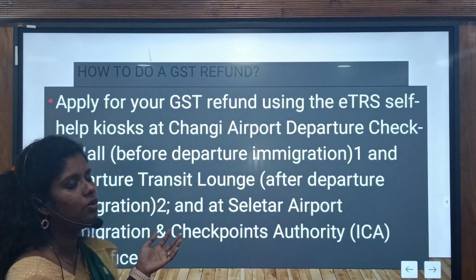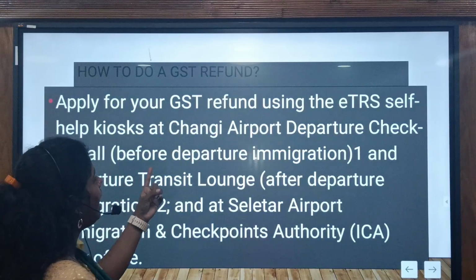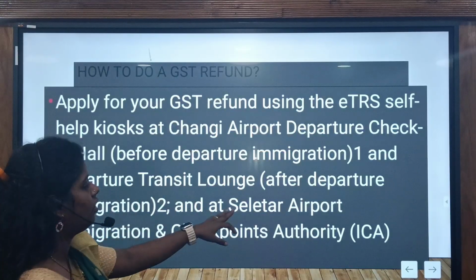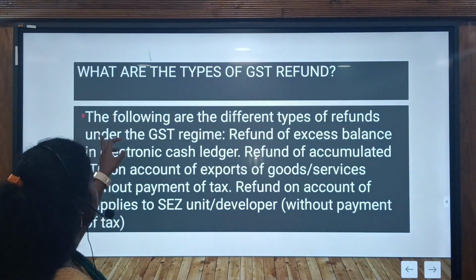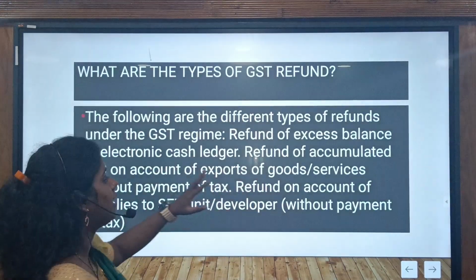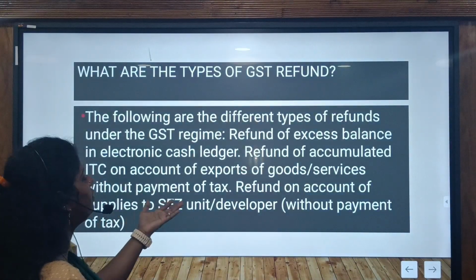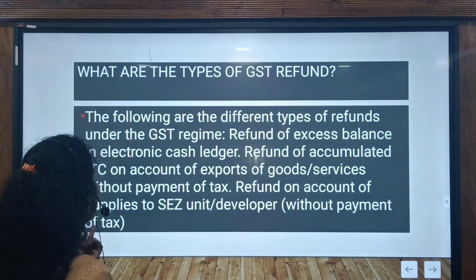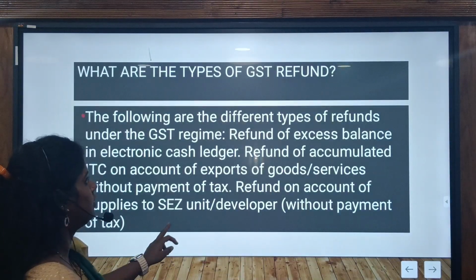Apply for the GST refund using ETRS self-help kiosks at Changi Airport departure check-in hall before departure immigration and departure transit lounge, and the selected airport, immigration and checkpoints authority, ICA. So the following are the different types of refunds under the GST regime: excess balance in the electronic cash ledger; refund of the accumulated ITC on the exports of goods and services without payment of tax; and refund on account of supplies to an SEZ, that is Special Economic Zone, unit or developer without payment of tax.